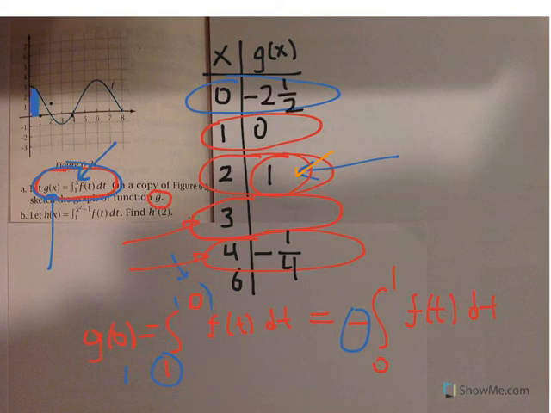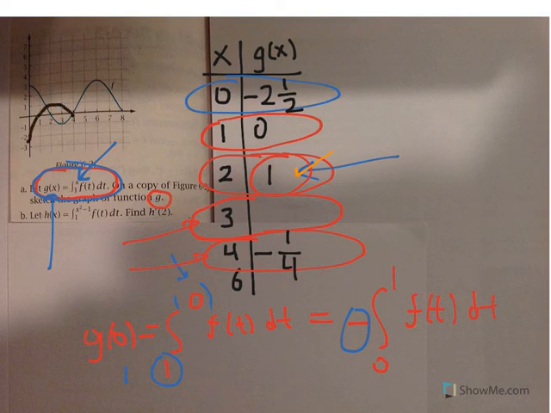So let's look at the 4 points that we have on the graph of g. We have (0, -2.5). We have (1, 0). We have (2, 1). And we have (4, -1/4). And when we connect those 4 points, we get something like that.